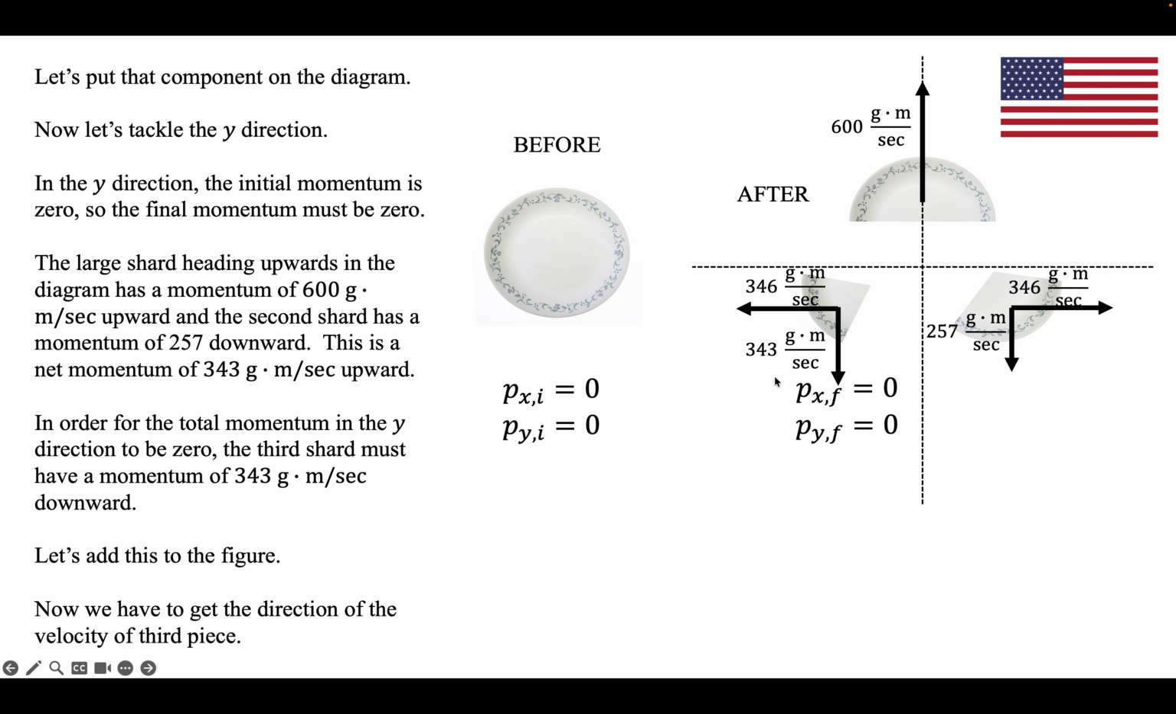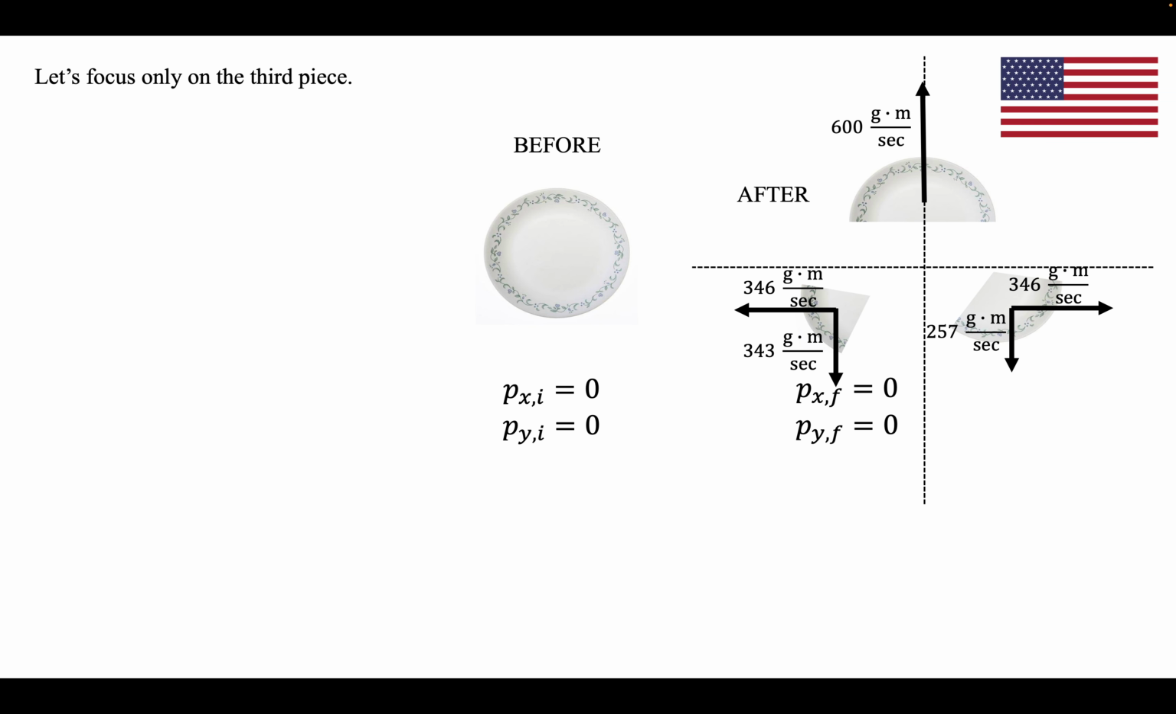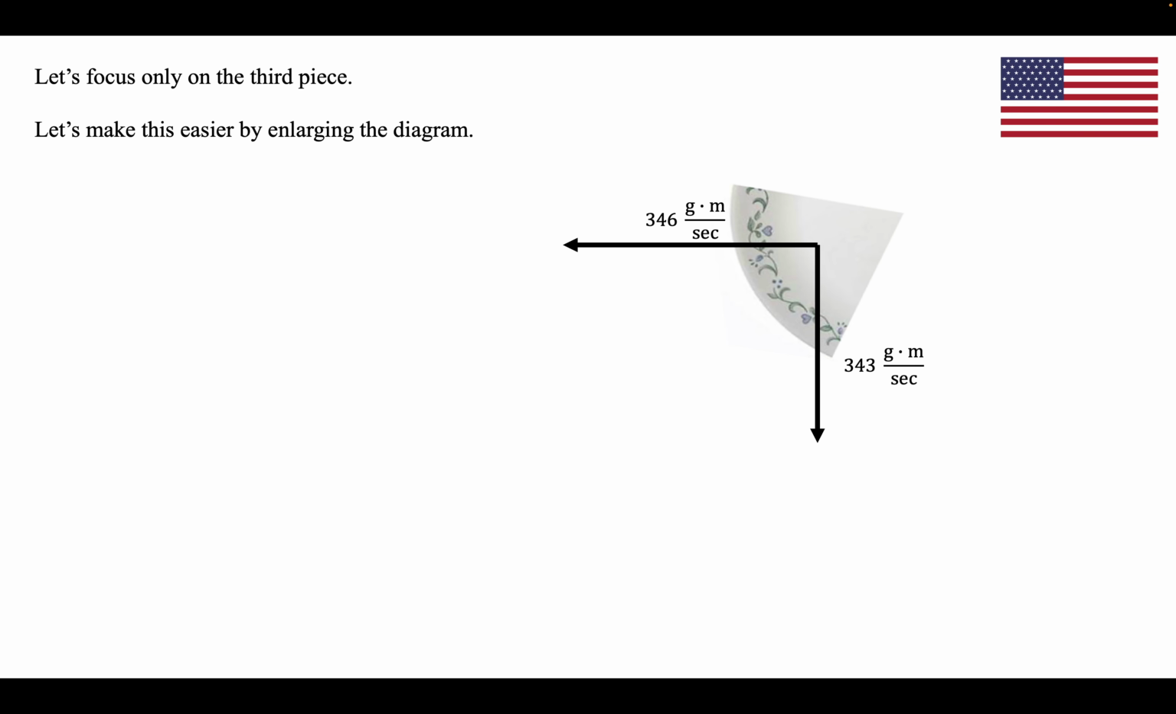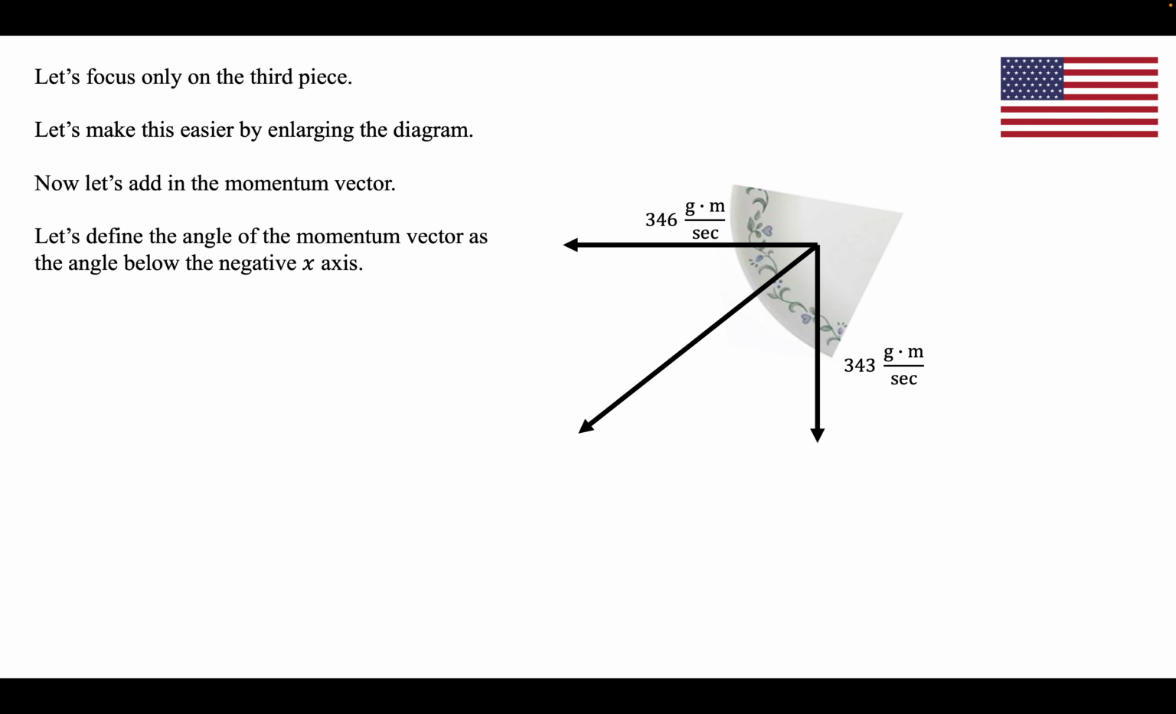Now we have to get the direction of this piece. Which way is this piece moving? So let's focus only on the third piece. That's all that matters. Get rid of everything else. And let's make it bigger. Okay. And let's put in the momentum vector, which is in the same direction as the velocity vector. There it is.